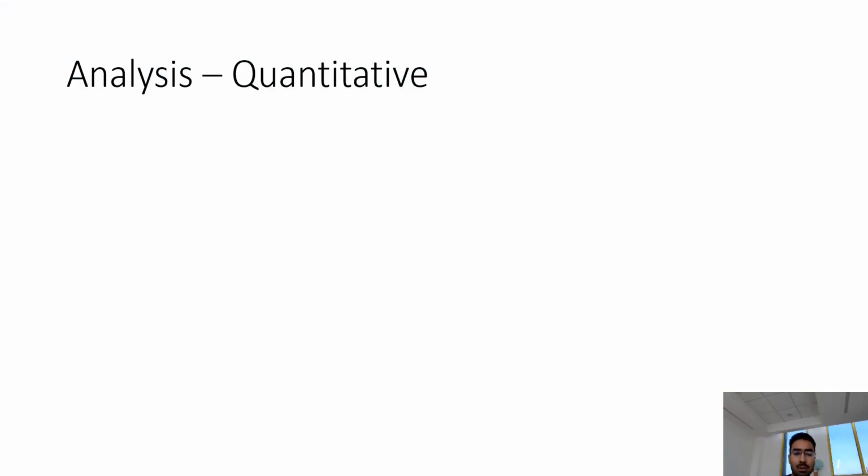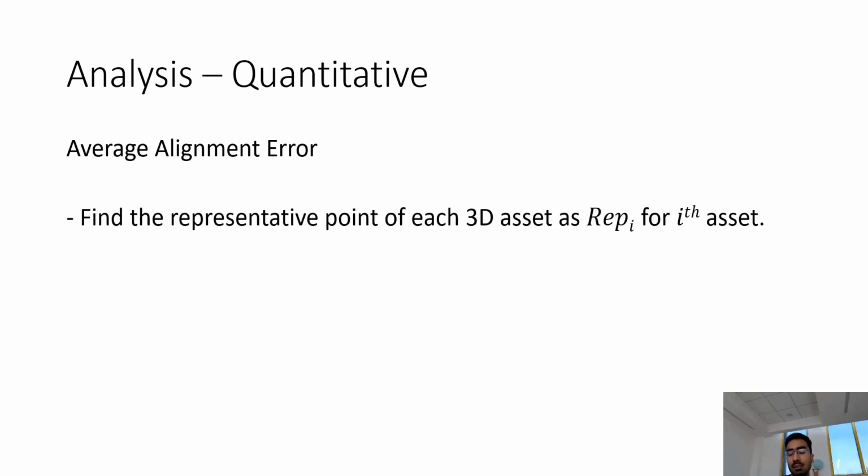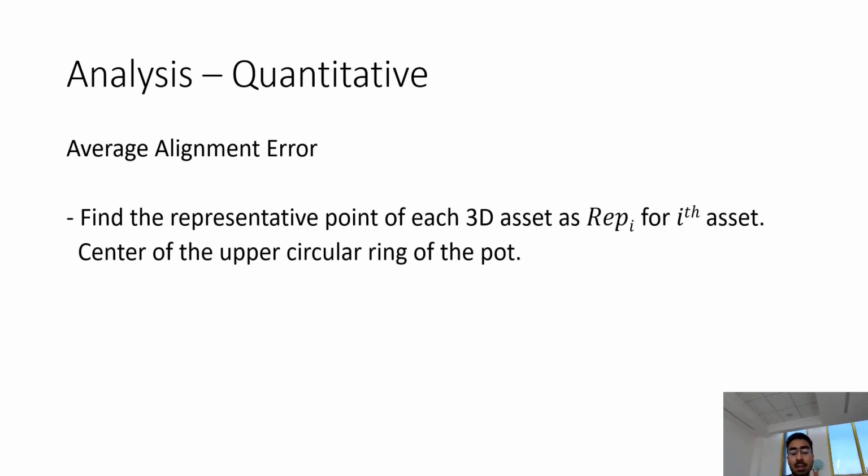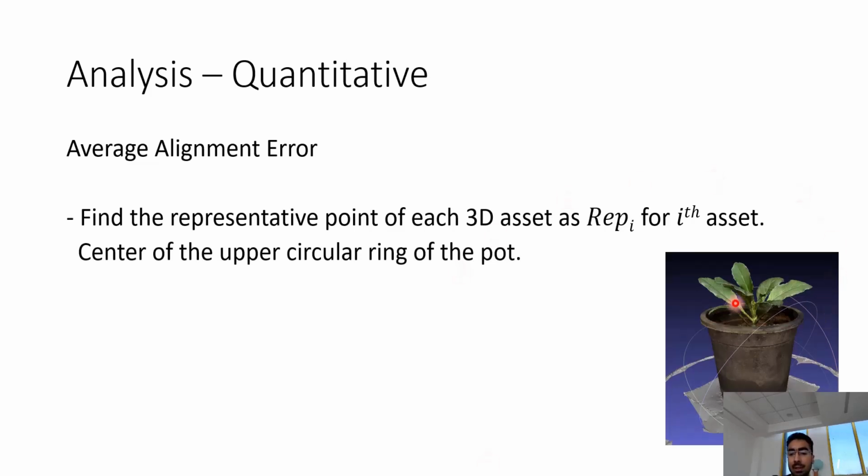So now let's talk about the analysis portion. Here we propose an average alignment error metric which involves finding the representative point of each 3D asset. Now we consider the center of this upper circular ring as the representative point for that asset. Now overall we will have 13 of these points.